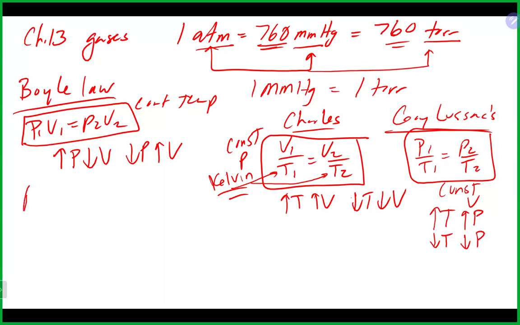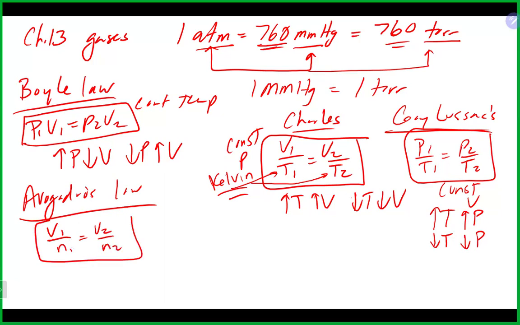We also had our friend Avogadro's law, which is V1 over N1 equals V2 over N2. This is at two constant conditions, constant pressure and temperature. And really the relationship here is that as the moles increase, so does the volume, and vice versa. Put them all together, and we get our ideal gas law, PV equals nRT.